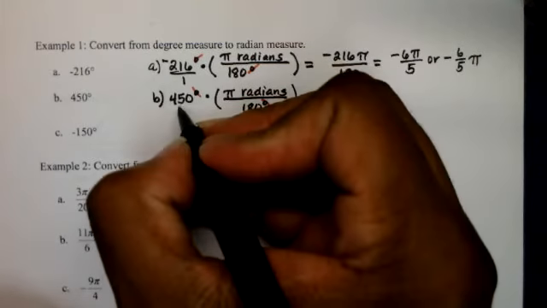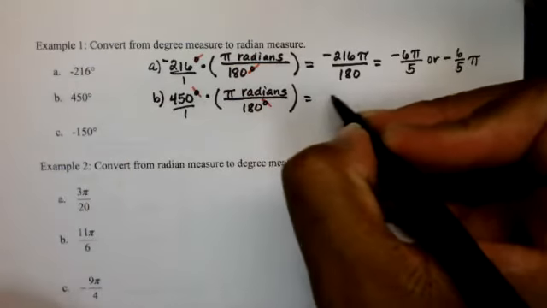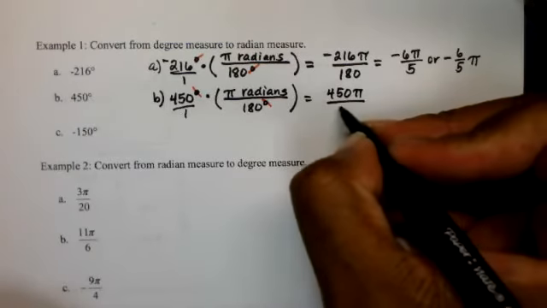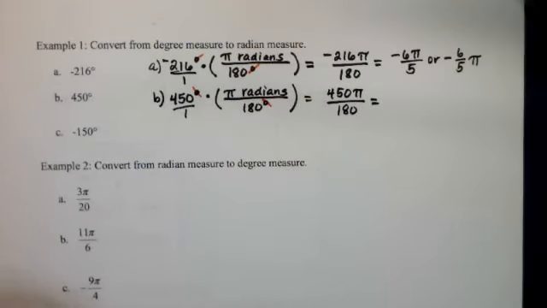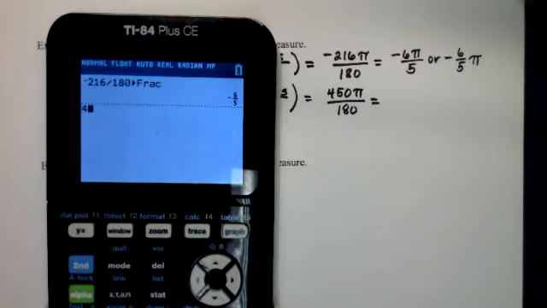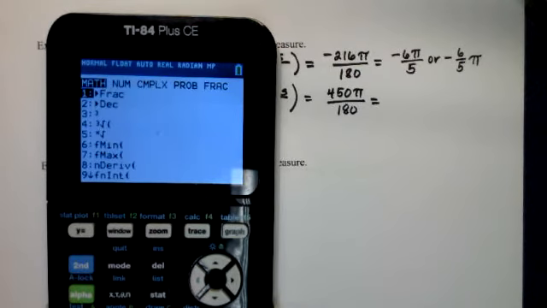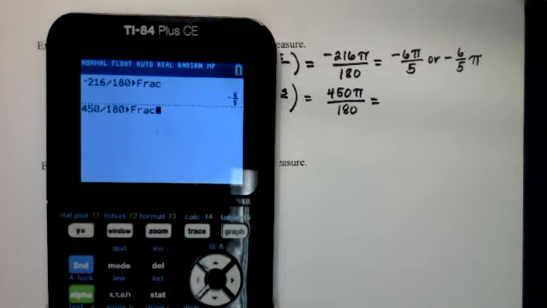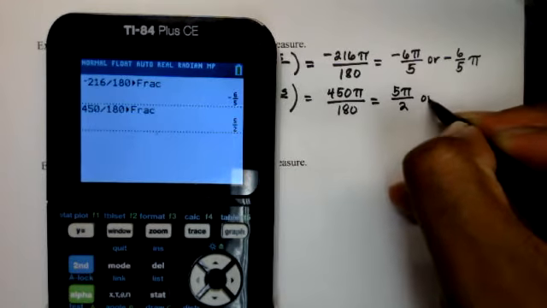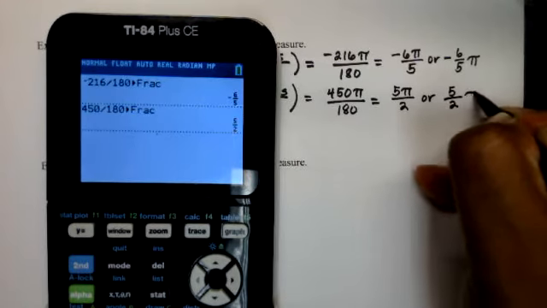and 450 will be 450 over 1. So 450 times pi will be 450 pi divided by 1 times 180 will be 180. So it'll be 450 pi divided by 180. I'm going to do 450 divided by 180, then press math, and then select number 1 for fraction. Now it would be 5/2. And I can write this as 5 pi over 2, or just 5/2 pi.